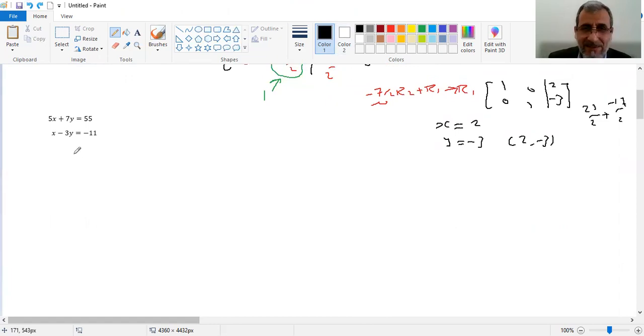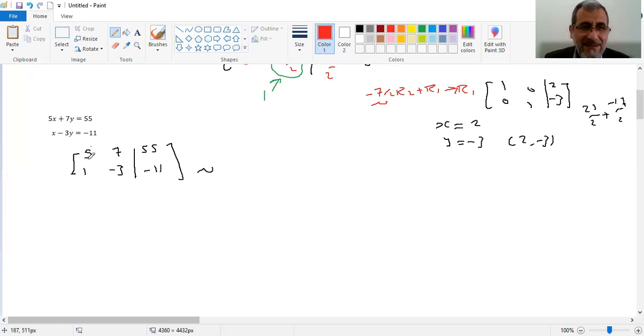Write the system as an augmented matrix. So we have 5x plus 7y equal to 55, and here x minus 3y equal to negative 11. Close the bracket.